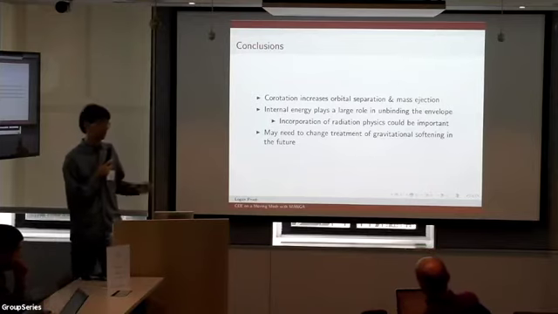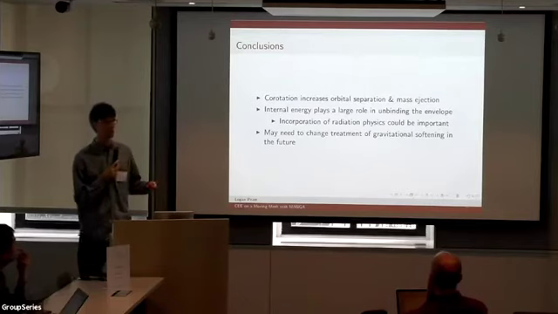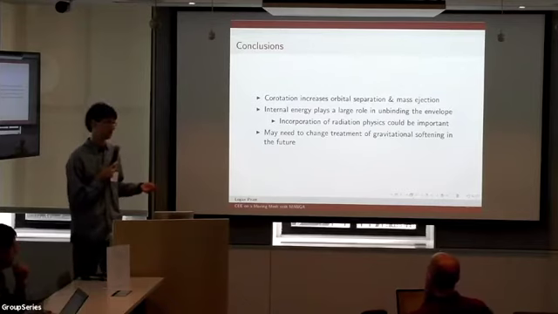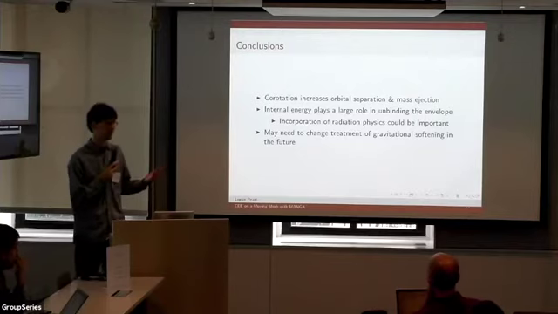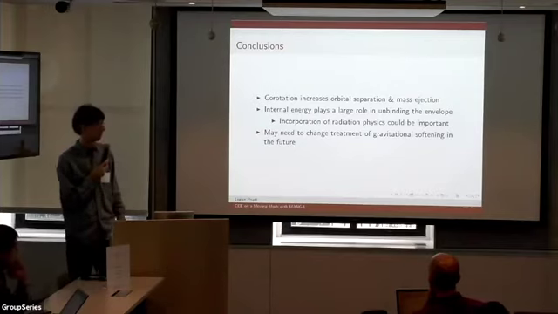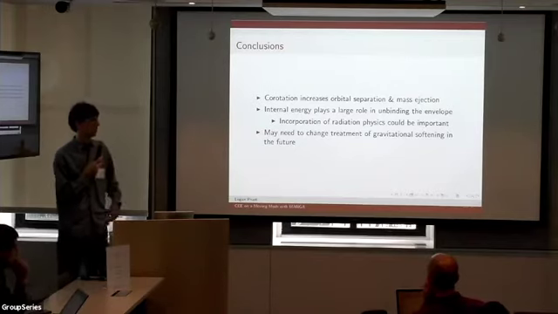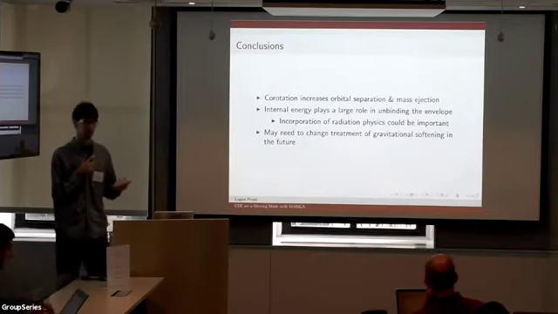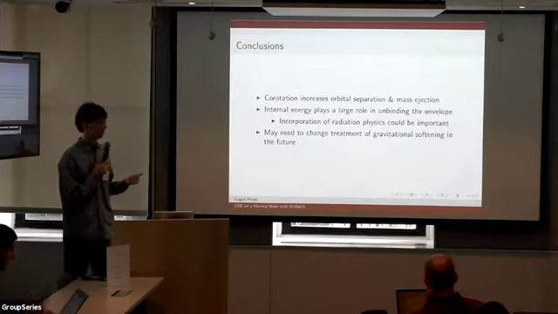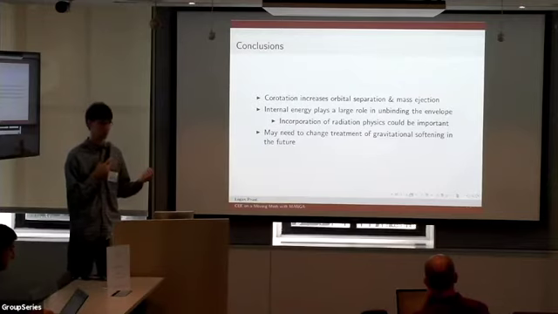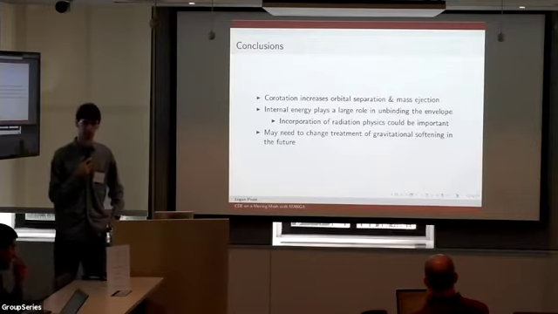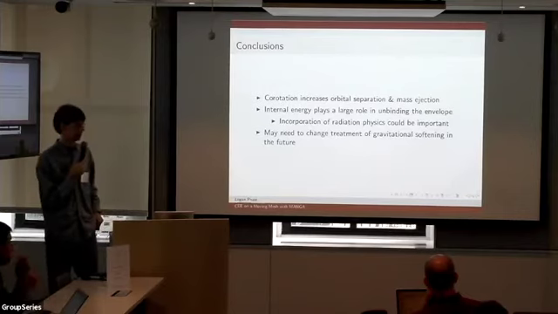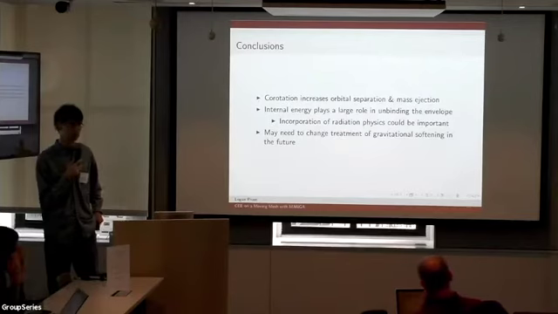So we might need to include radiation physics. If the energy from recombination is radiated away, it would make a large impact on how much of the envelope is unbound. And then we also may need to change our treatment of the gravitational softening so that we can run farther if our simulations get to a lower separation. But as Luke was talking about, it can be non-trivial to do that, since it would change the gravitational potential energies and such.